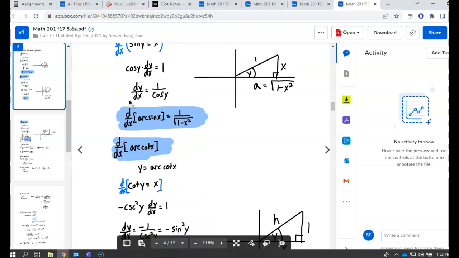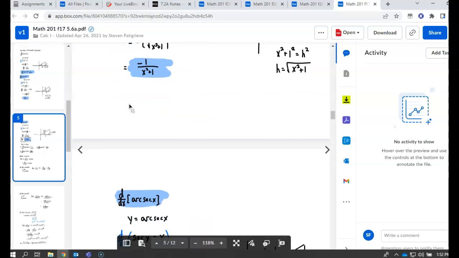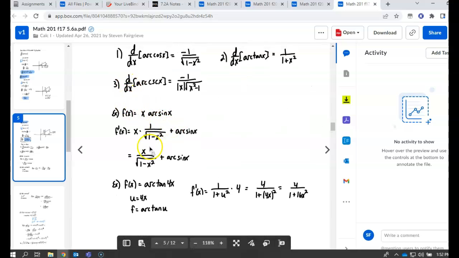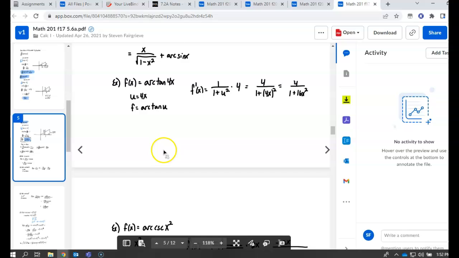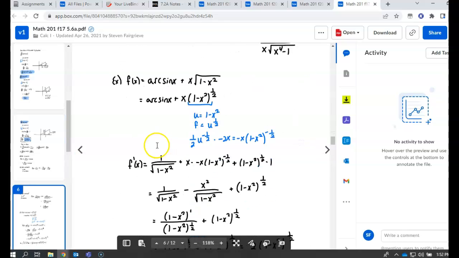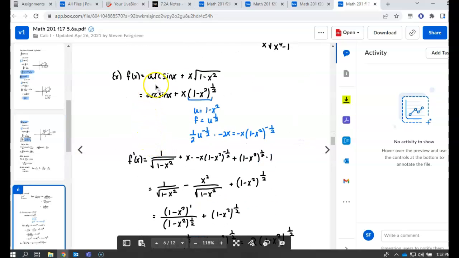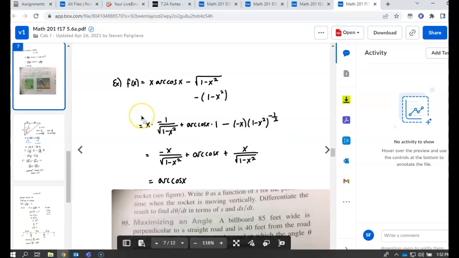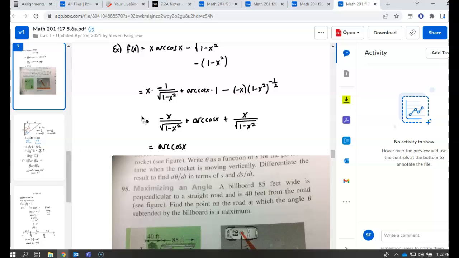So we developed the rules for the different derivatives, and then we went through and did some problems involving the derivatives of these guys. And things like x arc sine of x or arctan of 4x. So any of these kind of derivative problems, you could run into this kind of stuff on your exam.